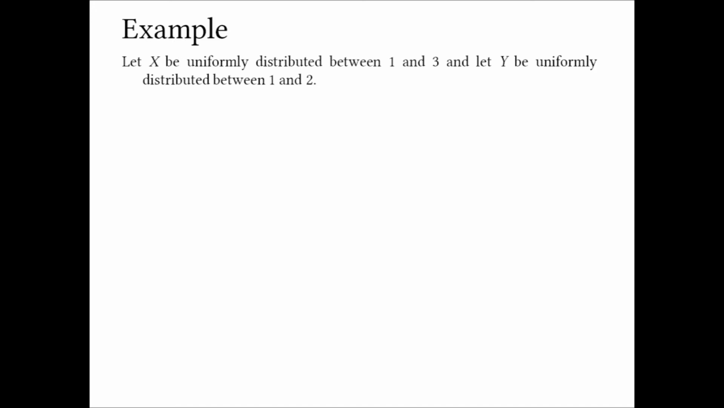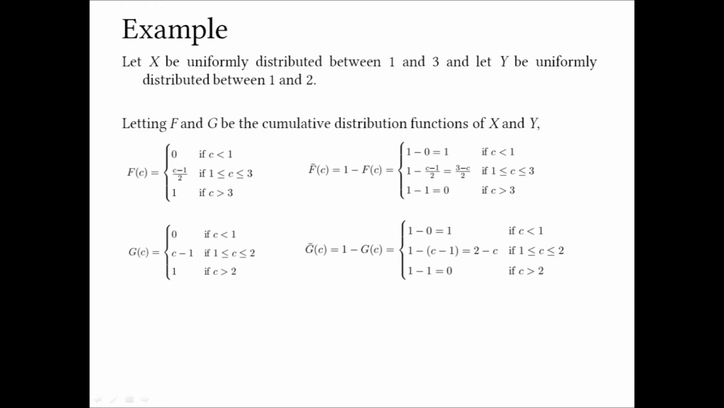Let x be uniformly distributed between 1 and 3, and let y be uniformly distributed between 1 and 2. By letting f and g be the cumulative distribution functions of x and y, we can simply calculate the CDFs and inverse CDFs of the given random variables.